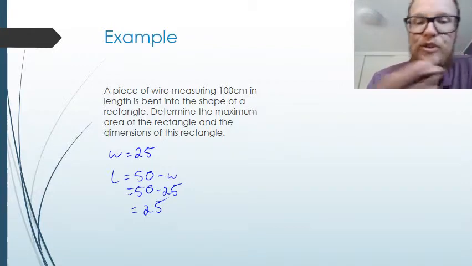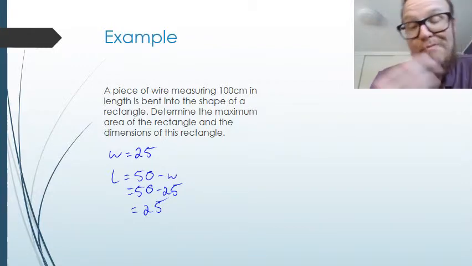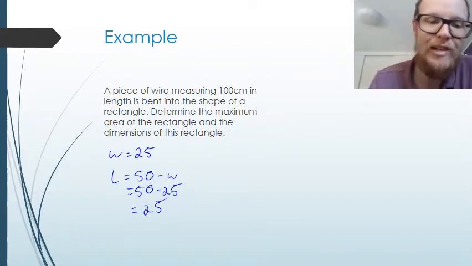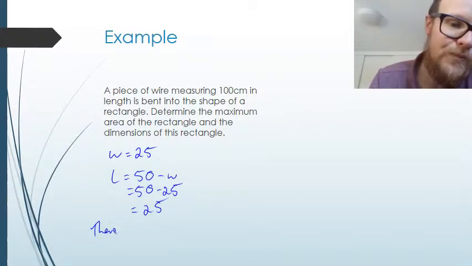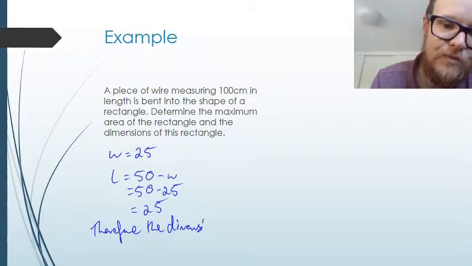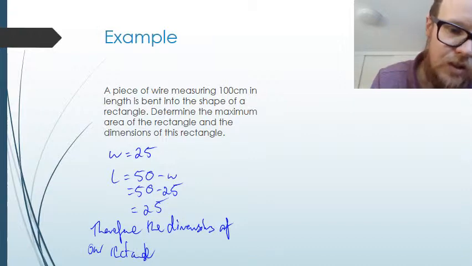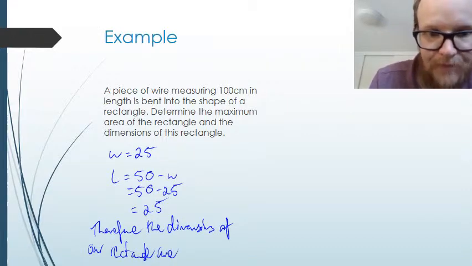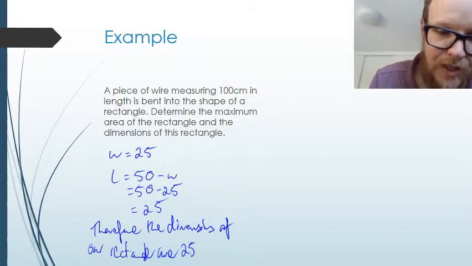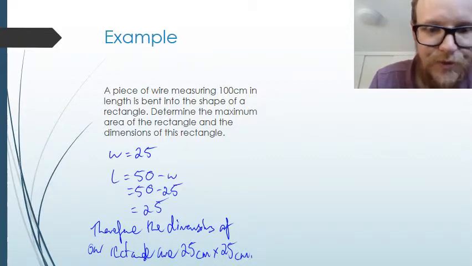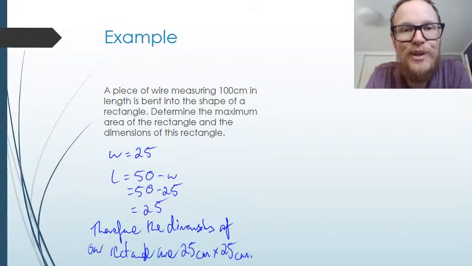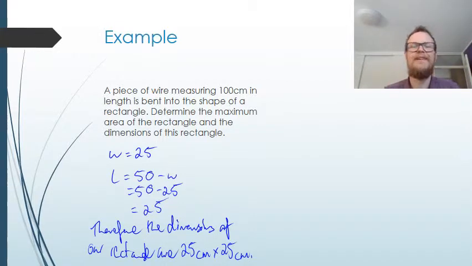We can finish off our statement because we've made a statement about the maximum area. We can say, therefore, the dimensions of our rectangle are 25 centimeters by 25 centimeters. The length is 25, the width is 25. We've got a square, and you can think that makes sense.